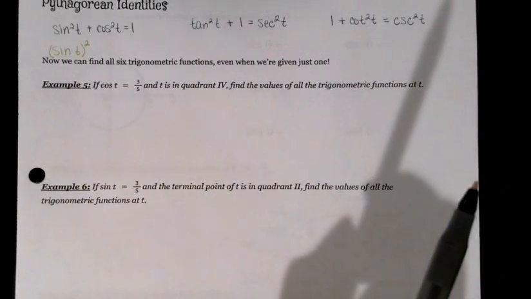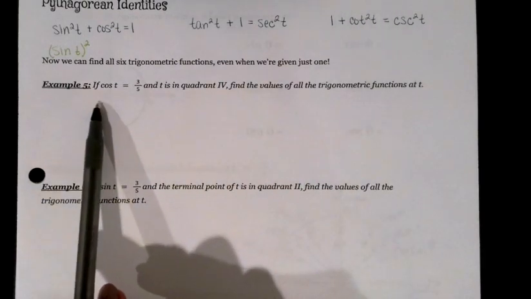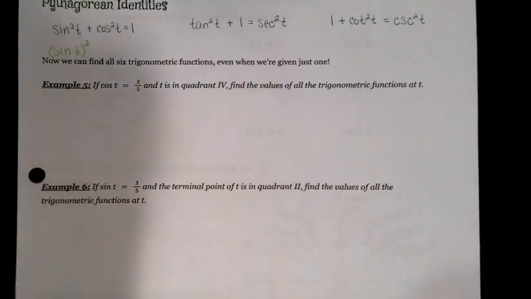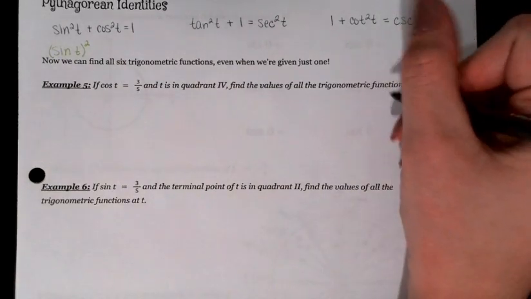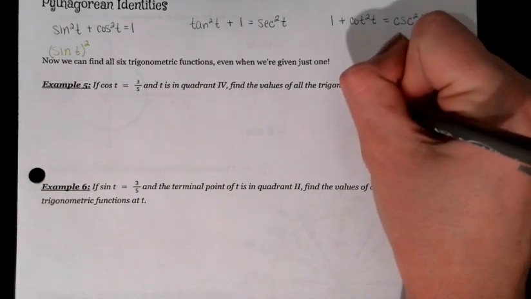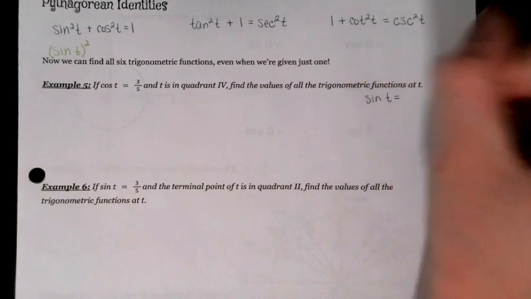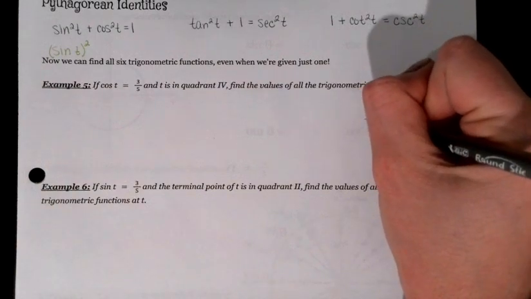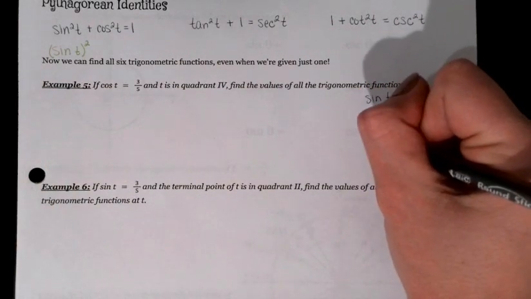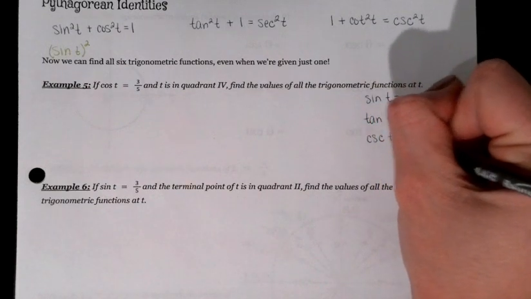So for example 5, it says if cosine of t is equal to 3/5 and t is in quadrant 4, find the values of all of the trig functions at t. So to start off, if I need to find all 6, I'm actually going to label them on the side so I can hopefully stay a little bit organized. So sine of t, cosine of t is already given to us, so I'm not going to include that over here. Tangent of t, we would have cosecant of t, which is the inverse of sine.